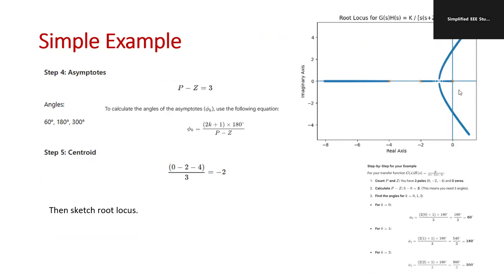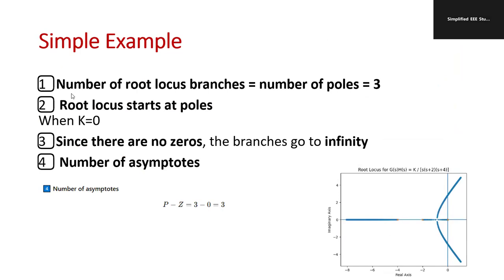Later on, you are supposed to mark all the parameters on the S plane. So you are supposed to plot the root locus curve. Here, the number of root locus branches is equal to the number of poles. Root locus starts from the poles whenever k is equal to 0. Since there are no zeros, the branches will go to infinity. Number of asymptotes is equal to P minus Z. Those rules you should remember.